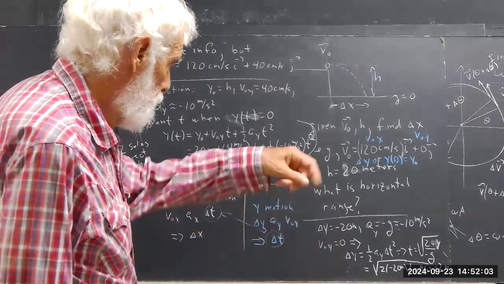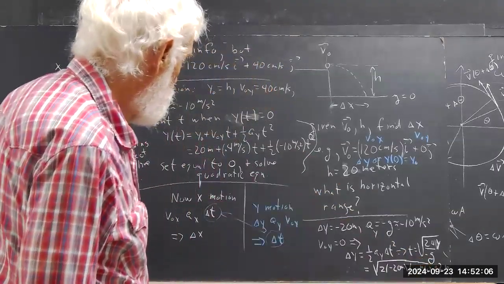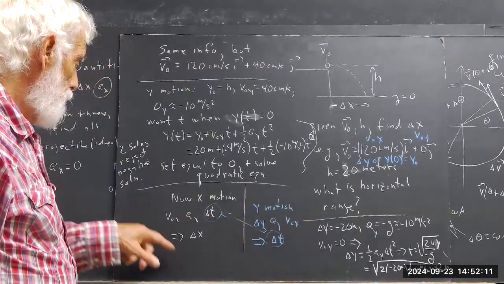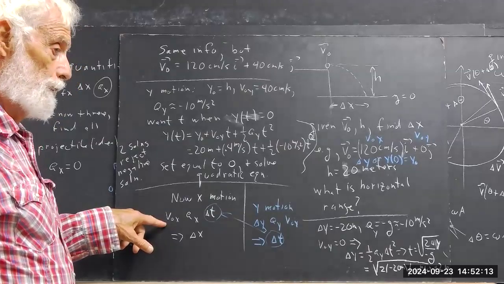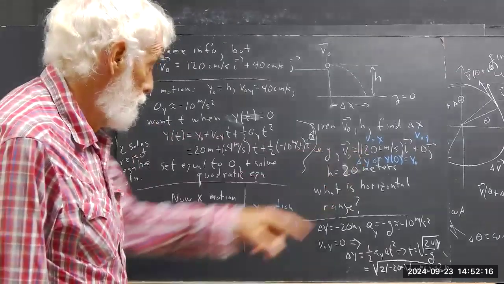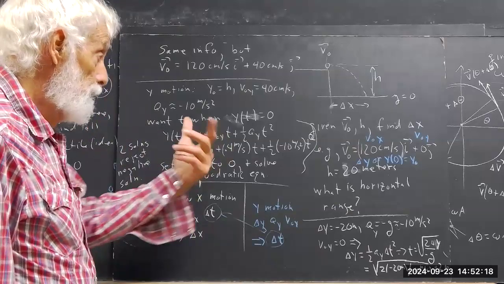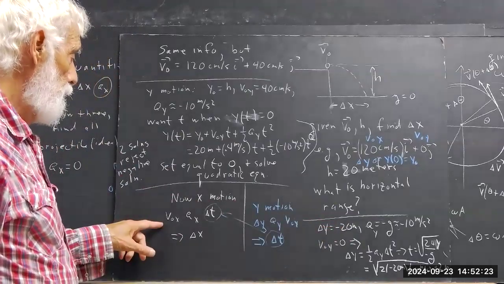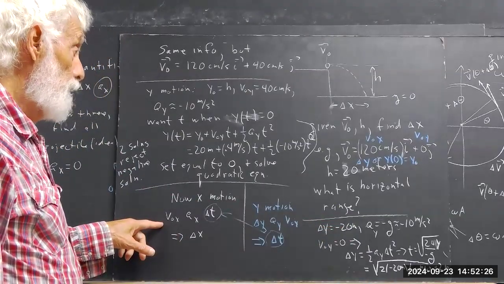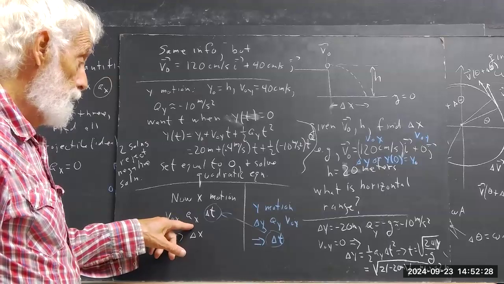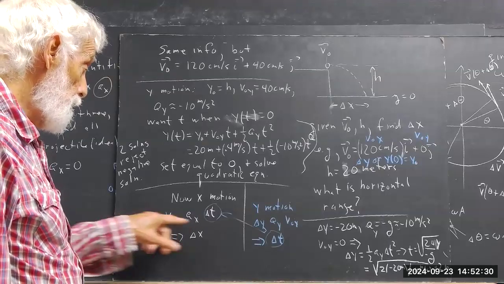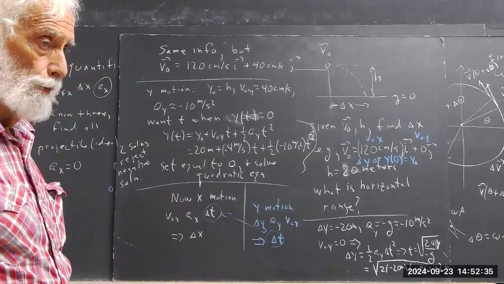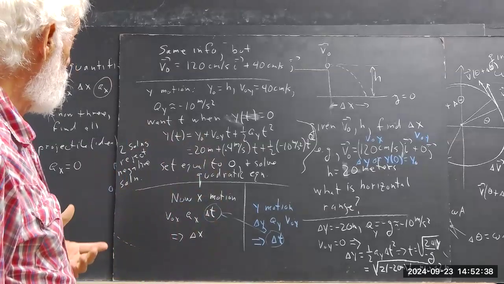Solve that easily. We can get time of fall. We can then bring that back into the x motion. We know the initial x velocity, 120 centimeters per second, acceleration is 0, and delta t is the 2 seconds we got here. So the x velocity doesn't change. Multiply that by the 2 seconds, and we get delta x, which will be 240 centimeters or 2.4 meters.